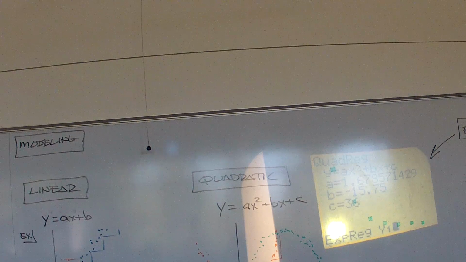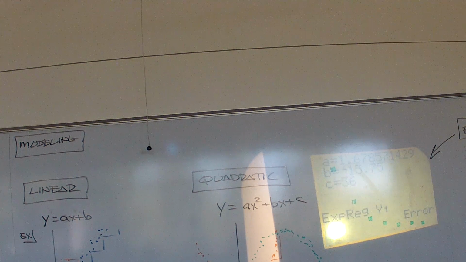Hit enter. Don't hit graph, hit enter right now, because I want you to see why we're getting this. Everybody's getting an error? Good. Why are we getting an error? Now we have to deal with that 0.